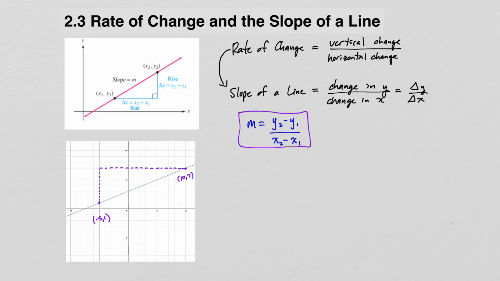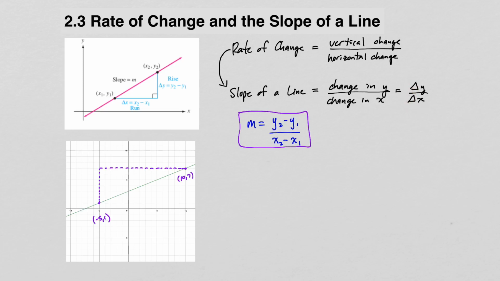And you measure that vertical change by doing the change in y. So that's what we would typically call the rise. And you do the horizontal change by looking at the change in x, which we typically call the run. And we give this the notation delta y over delta x, which means change in y over change in x.